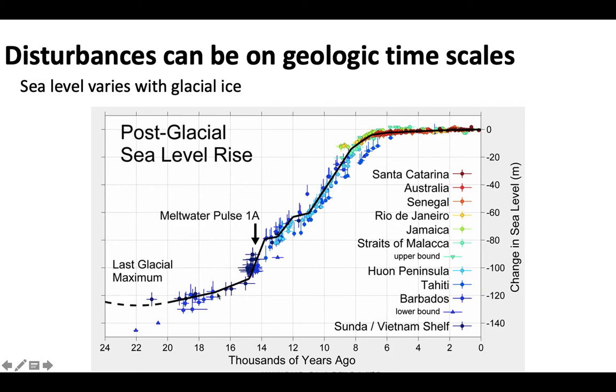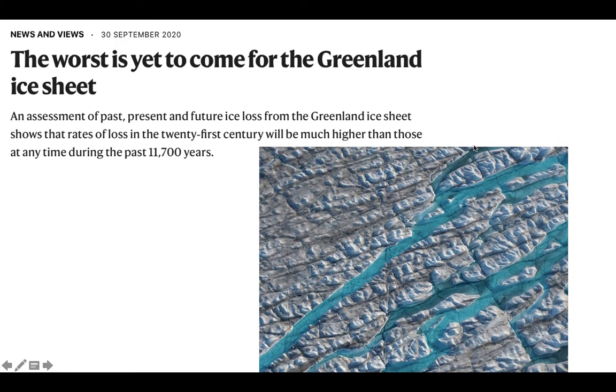And as that ice started to melt, the sea level rise started to increase until we're here today. So as we continue to see ice melting in the polar ice caps, we're going to see more sea level rise. There's an ice sheet in Greenland, looks like this, and this article just came out the other day.